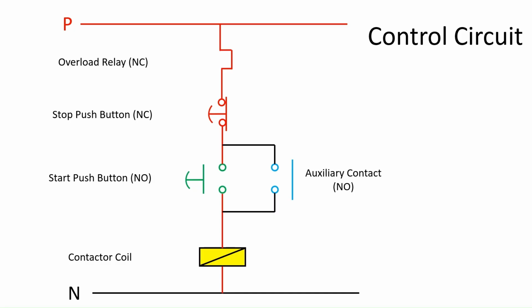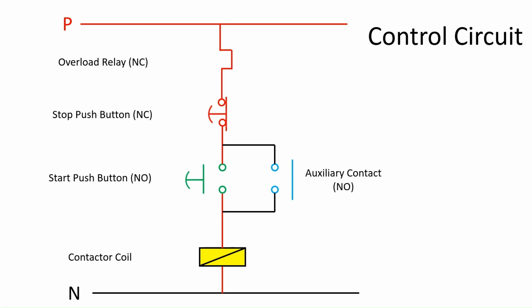Stop push button is a normally closed push button. When pressed, it breaks the circuit and stops the motor. Start push button is a normally open push button. When pressed, it initiates the starting sequence. Contactor coil is an electromagnet that closes the main power contacts to supply power to the motor and also closes its own auxiliary contact. Overload relay is a safety device that trips the control circuit in case of an overcurrent condition to protect the motor.